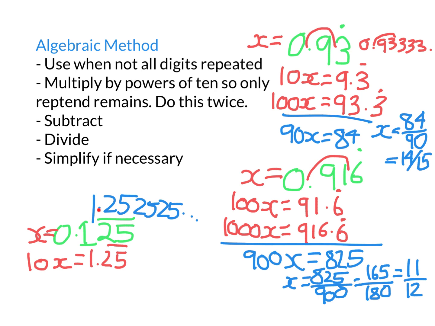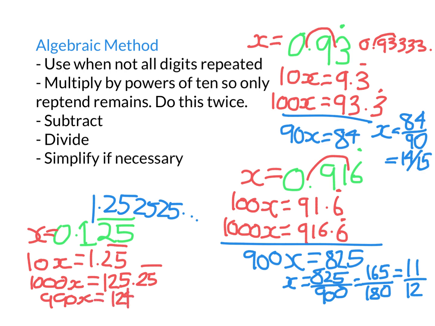See, 10x is 1.252525. So I don't want to move it just 1 spot because then what's after the decimal point will be slightly different. I want to move it 2 spots. So here I'm actually timesing by 100. I'm going to times 10x by 100, and that gives 1,000x, and that will move the decimal point 2 spots. So now I subtract. 1,000x minus 10x is 990x, and 125 minus 1 is just 124 once again.